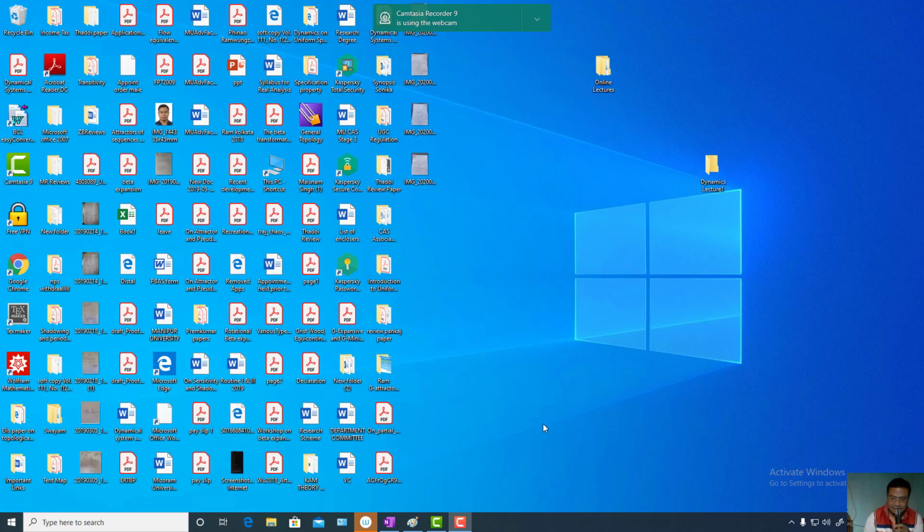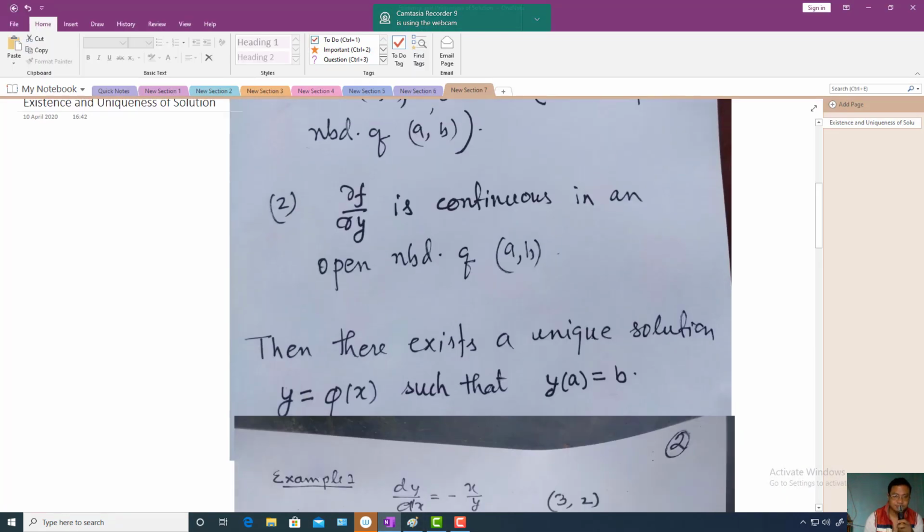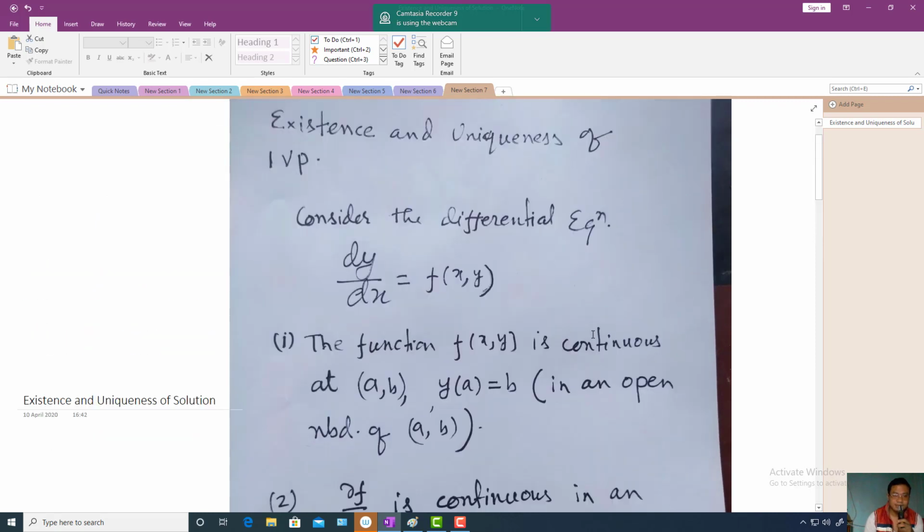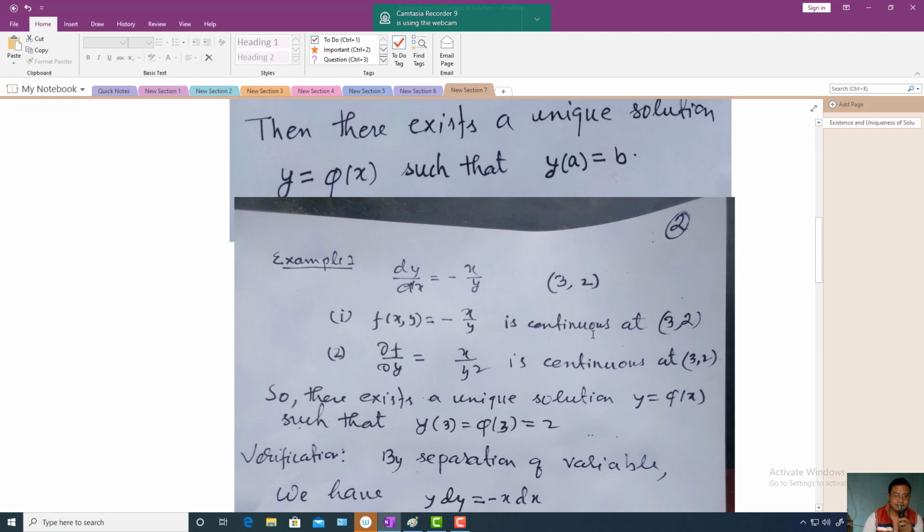Existence and the uniqueness theorem in differential equation. Because in continuous dynamical system we are going to use differential equation and solution of differential equation. So it is very much important to understand the existence and the uniqueness theorem of differential equation. Okay, let us briefly see what you mean by existence and uniqueness theorem of this one, ordinary differential equation.